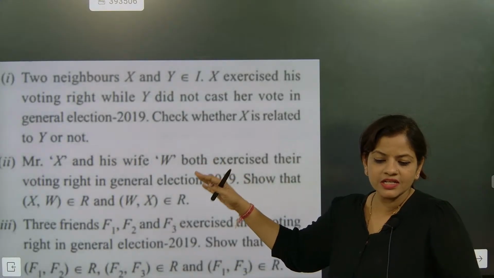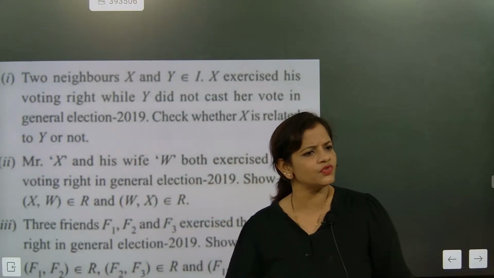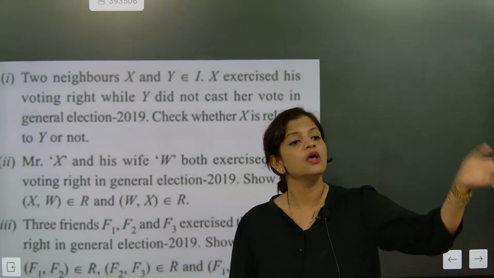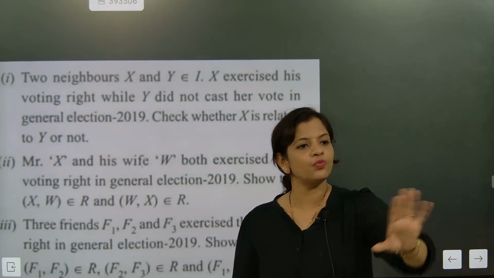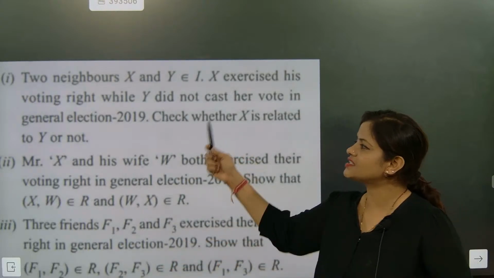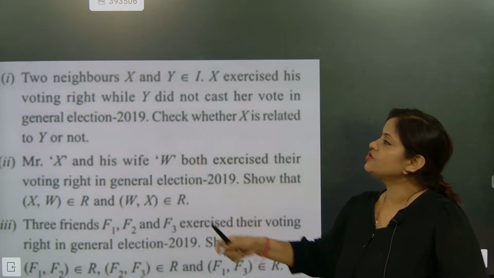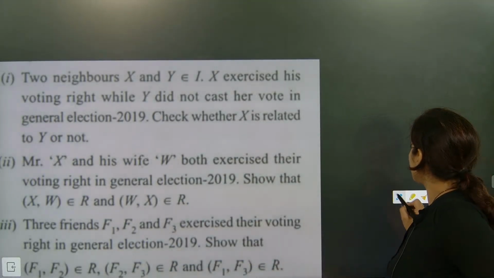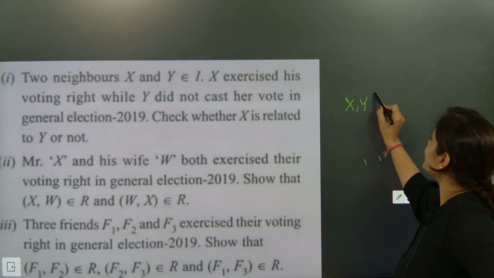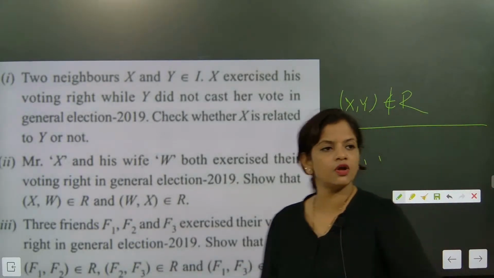Y is not casting the vote. Understood or not? So check whether X is related to Y, because in the relation, X1 and X2, V1 and V2, both are casting the vote, but one is casting and the second one is not casting. So is it going to be true? No. That means X comma Y does not belong to the relation because it is not satisfying the situation. So X comma Y does not belong to the relation. Here itself the story got over.